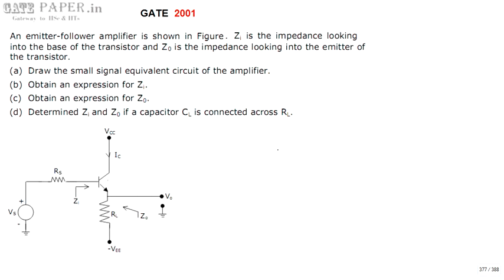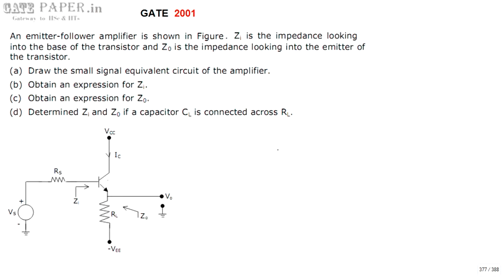Hello, we are discussing the GATE 2001 ECE paper, and this question is related to analog circuits. Look at the circuit diagram given. That is an emitter follower amplifier. For this one you are going to calculate the expression for Zi and the expression for Z0. Zi is the input impedance looking into the base, Z0 is the output impedance looking into the emitter.